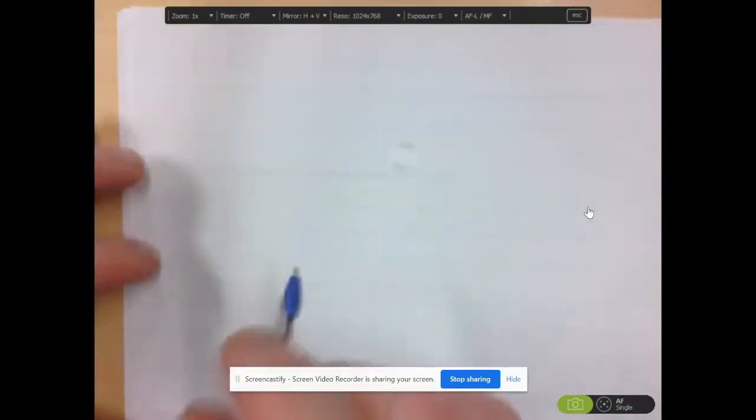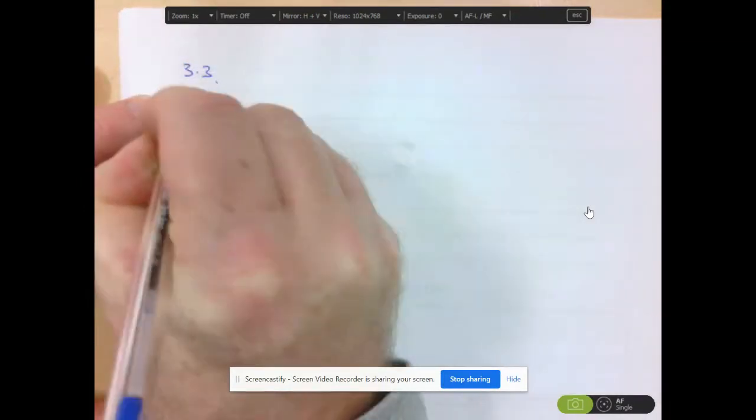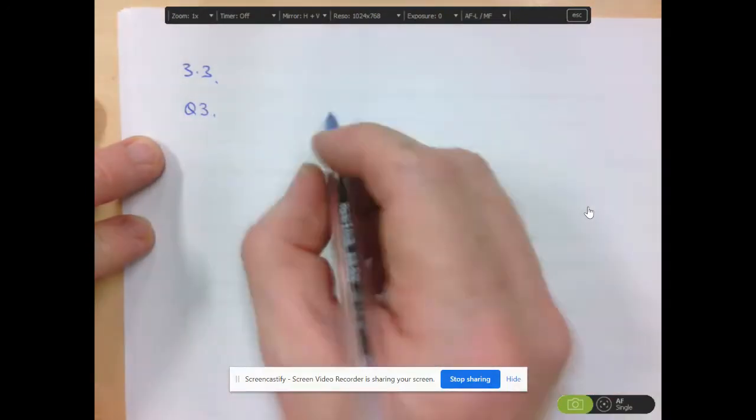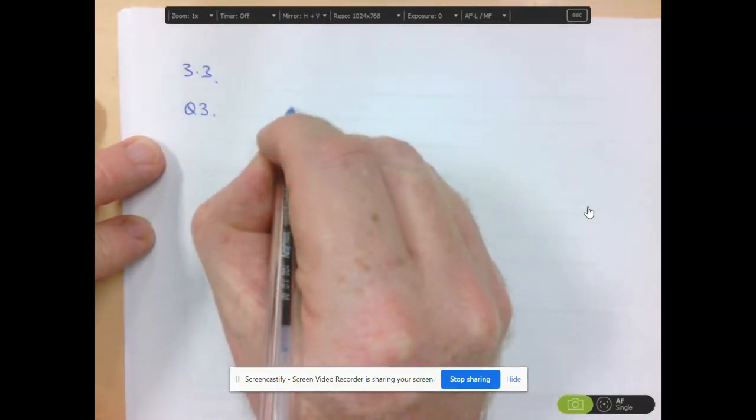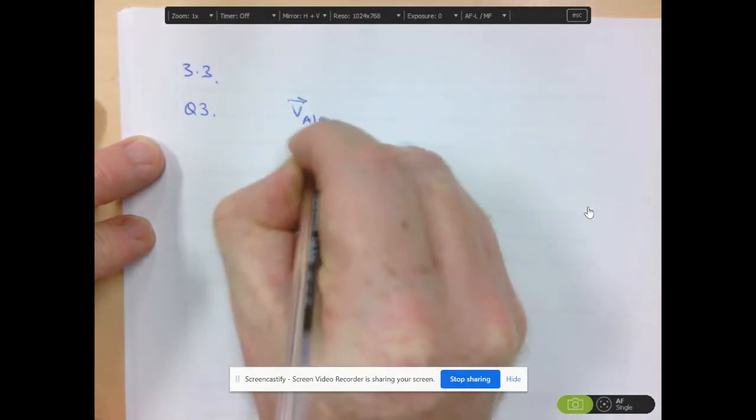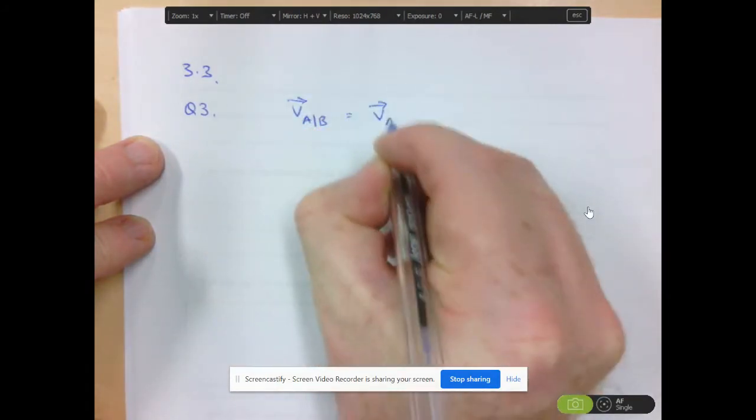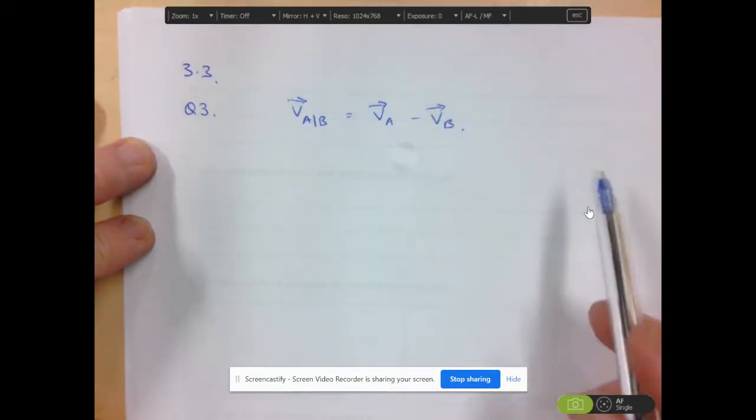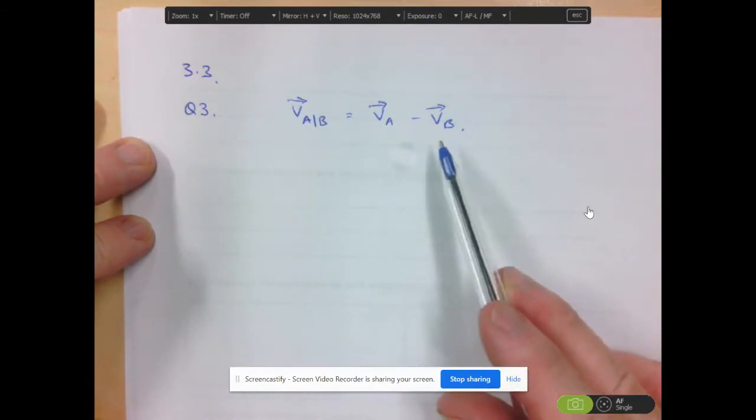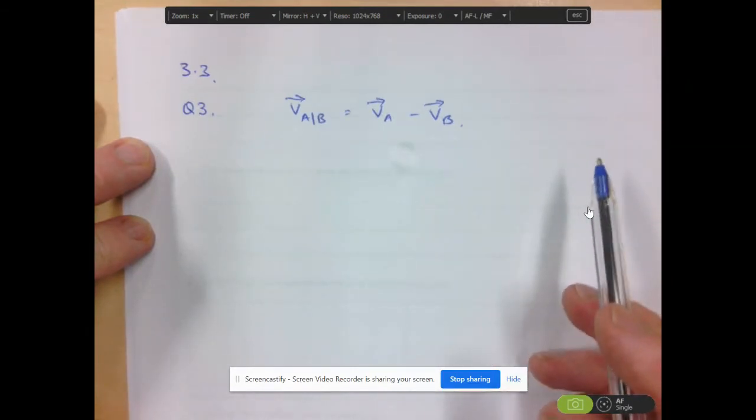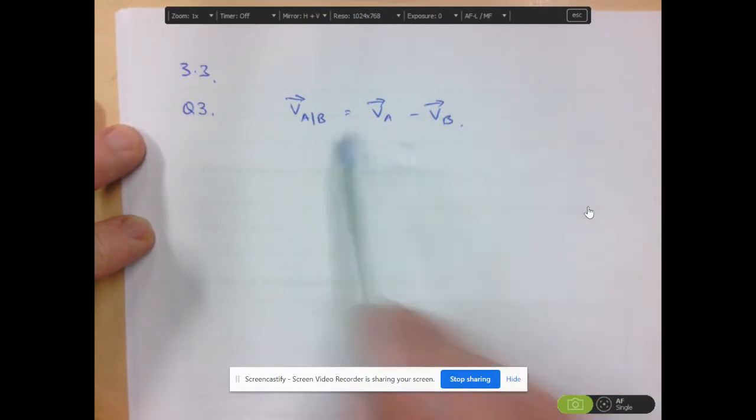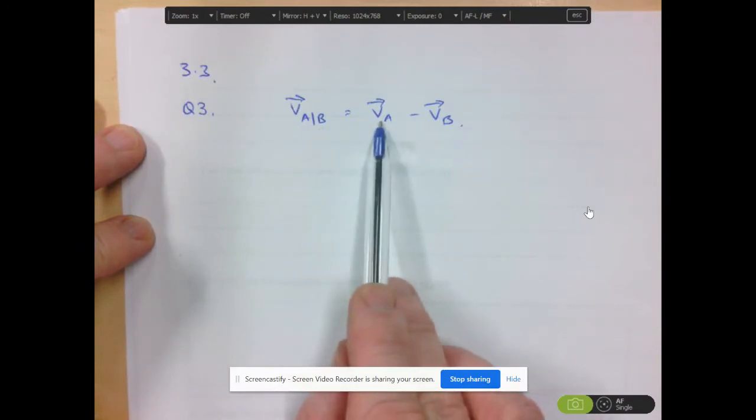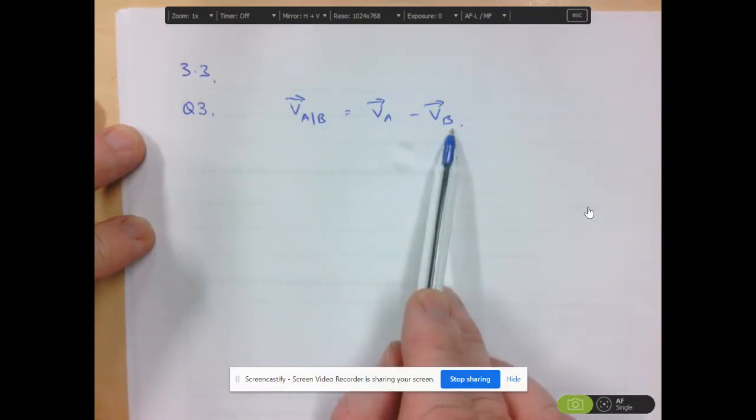This is key questions 3.3, and this is questions 3 and 4. Question 3 is going to use the formula that the velocity of A relative to B is equal to the velocity of A minus the velocity of B. You've seen this in its other form, in its additional form, in the textbook. This is just a quicker way of remembering things. A rel B, that's the symbol for relative. A relative to B is equal to the velocity of A minus the velocity of B.